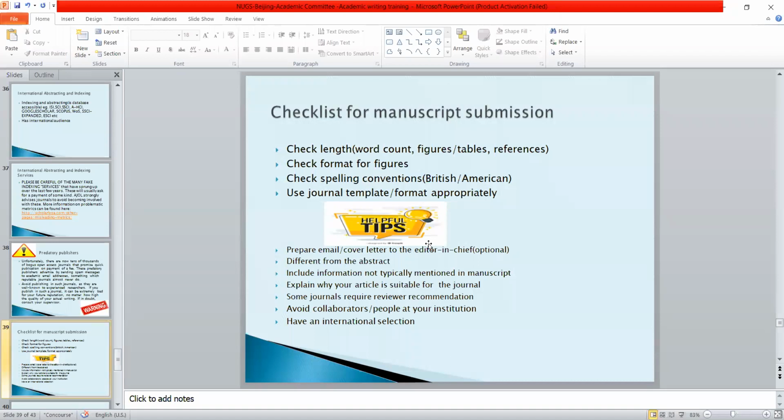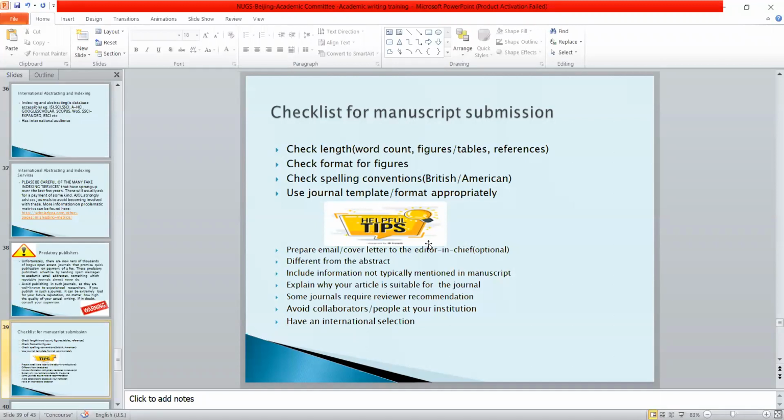Then the format of your figures. Each journal has a format, how your figures are positioned, how your tables are. We must check all these things before we send it. Then spelling conventions. You must check the spelling convention. There are some journals that accept British and American. Others accept only British. Others accept only American. So let's look at them. Look at the tips.